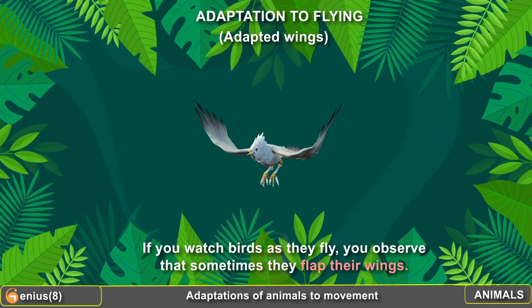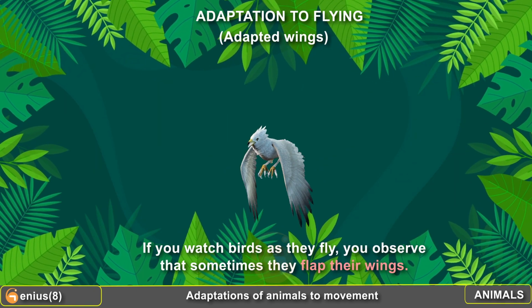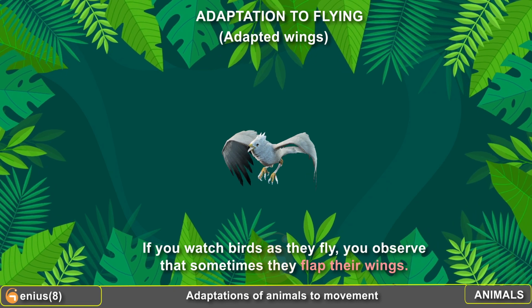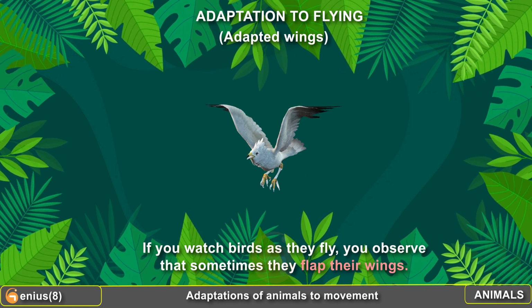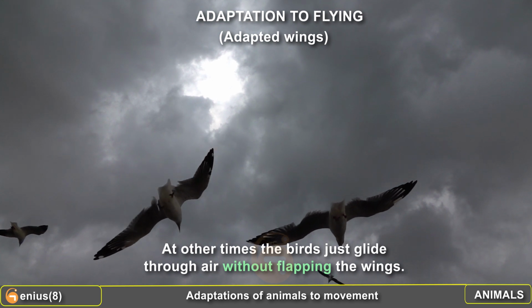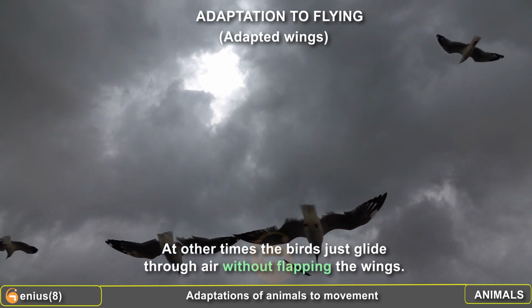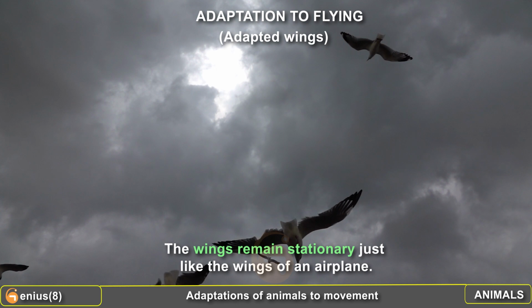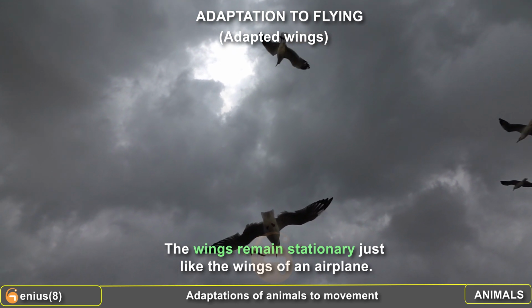If you watch birds as they fly, you observe that sometimes they flap their wings. At other times the birds just glide through air without flapping the wings. The wings remain stationary just like the wings of an airplane.